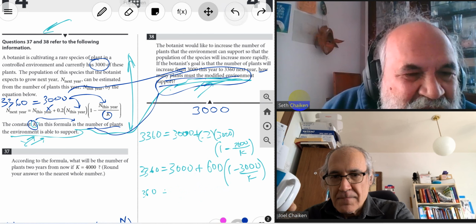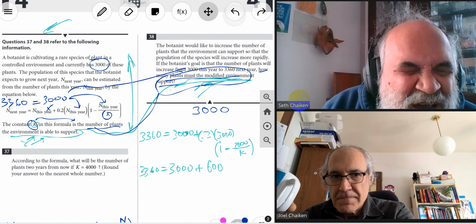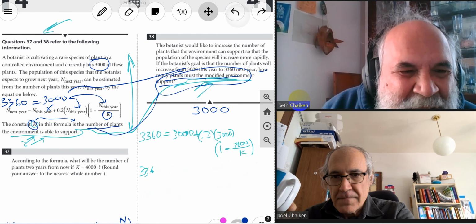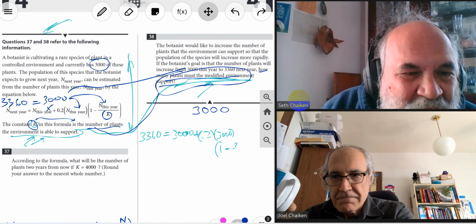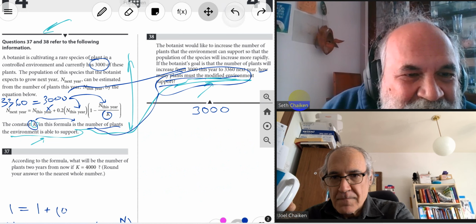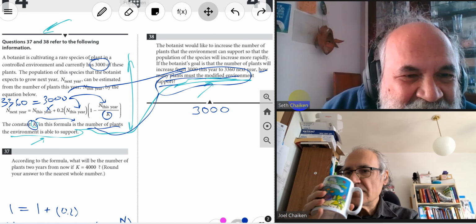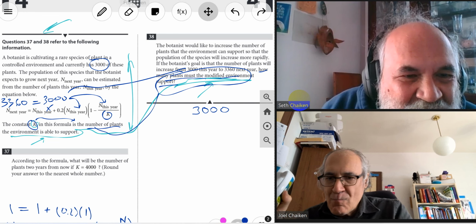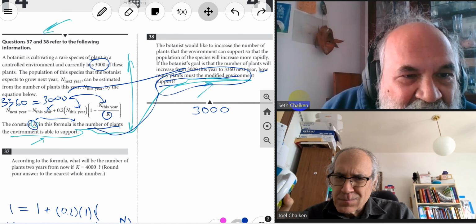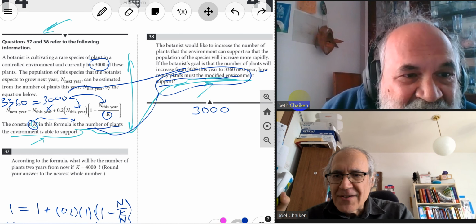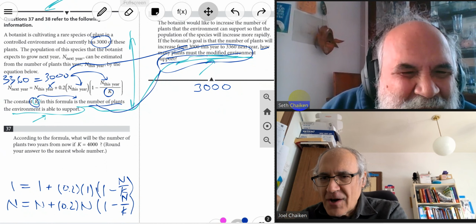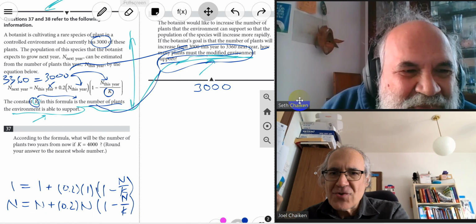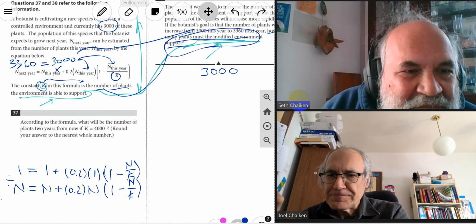And so I could divide both sides by n, right? And I get 1 equals 1 plus 2/10, just to show you what I'm doing, times 1 minus n over k. Right? We want to solve for k. Wait, how are you getting that 1 in there? Oh, I see. Seth was drawing it. We didn't hide it. Yeah, okay. Divide by n.